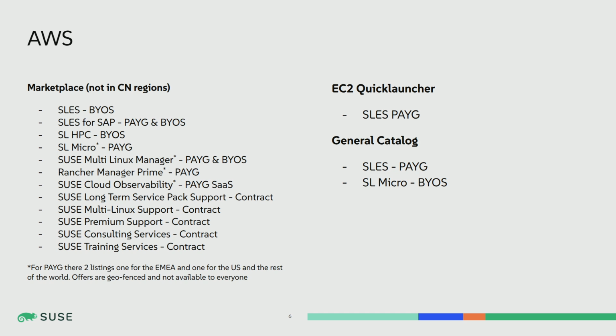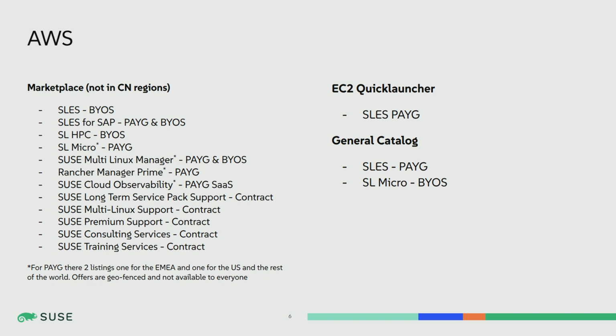Okay, so let's look at various cloud providers and specifics. So in AWS, Amazon Web Services, we have marketplace listings for SUSE Linux Enterprise Server, BYOS, SUSE Linux Enterprise Server for SAP applications, pay-as-you-go in BYOS, SUSE Linux HPC, BYOS, SUSE Linux Micro. SUSE Linux Micro has 2 listings that you will be able to see in the marketplace. One is for EU specific, and one is for the other part of the world.